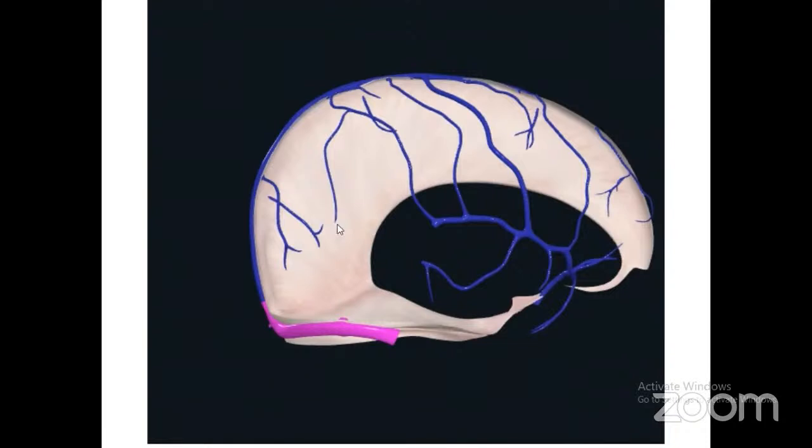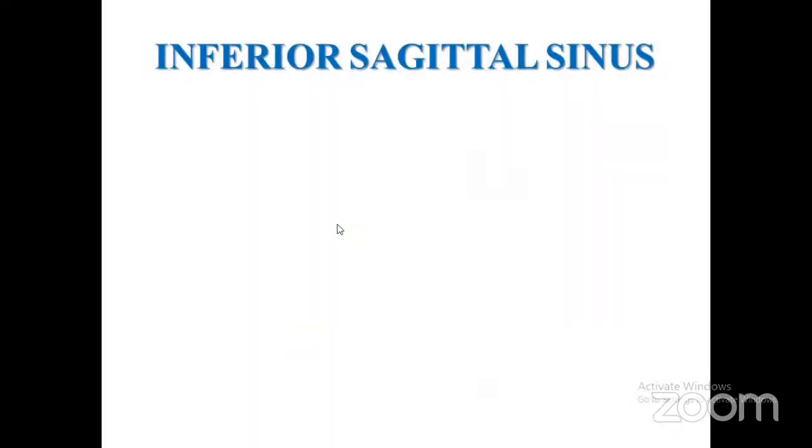So it communicates with the veins of scalp. So any infection on the scalp may spread to superior sagittal sinus, causing thrombosis and resulting in a decreased absorption of CSF, because it is involved with the absorption of CSF via arachnoid granulations.